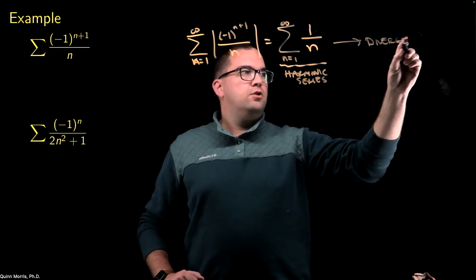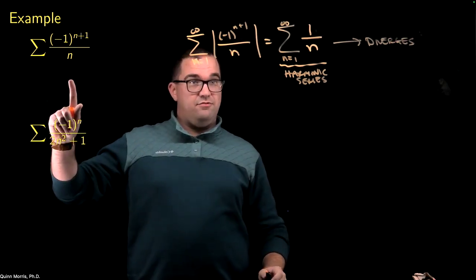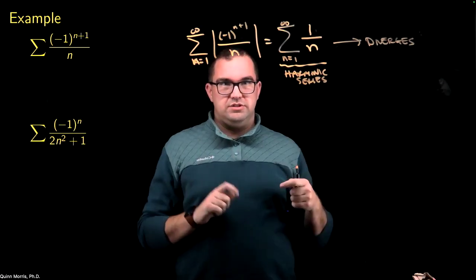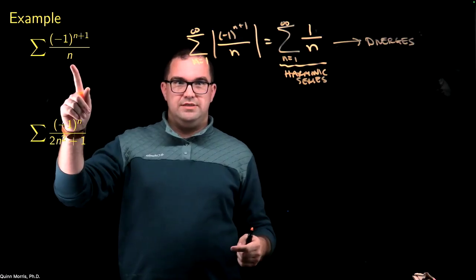Now, note that that doesn't tell me that this diverges. That just tells me that the sum of the absolute values diverges. So now I need to go and check this actual series on its own.